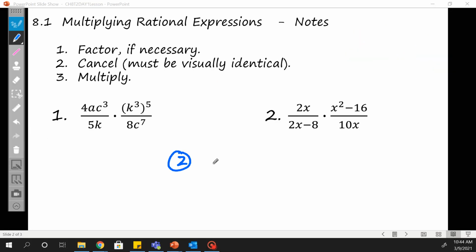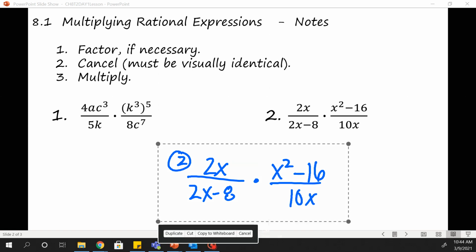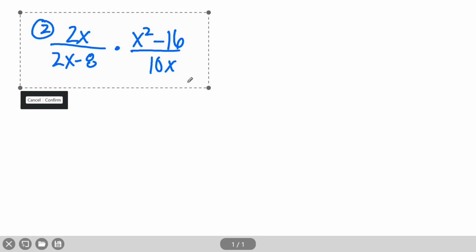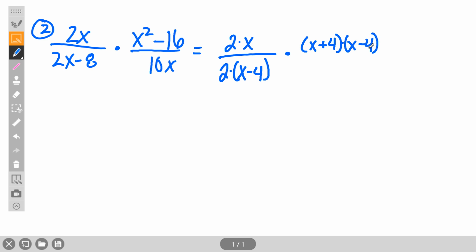Take a look at number 2. We have 2x over 2x minus 8 times x squared minus 16 over 10x. Once again, just need to factor everything. So 2x, that's 2 times x. 2x minus 8, I can factor out a 2, and I'll be left with x minus 4. x squared minus 16, that's a difference of two squares, so that's x plus 4 times x minus 4. 10x, that would be 5 times 2 times x.